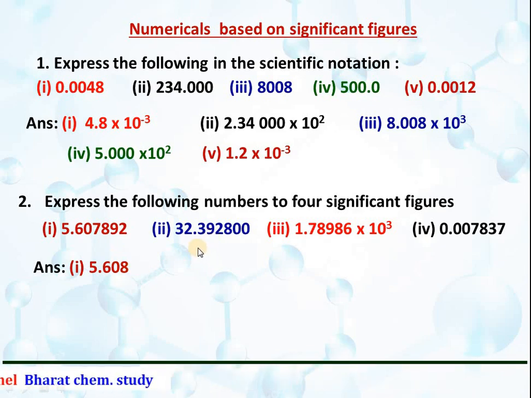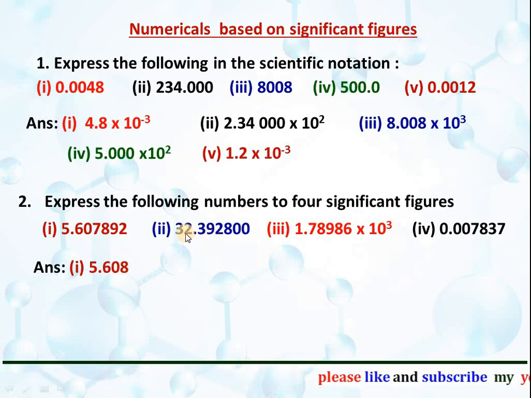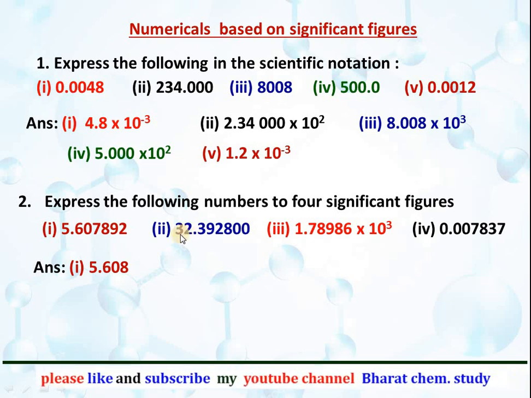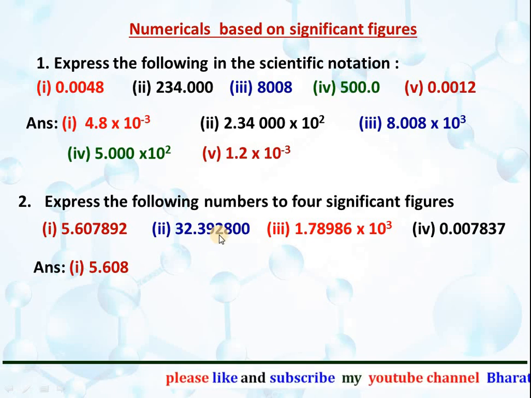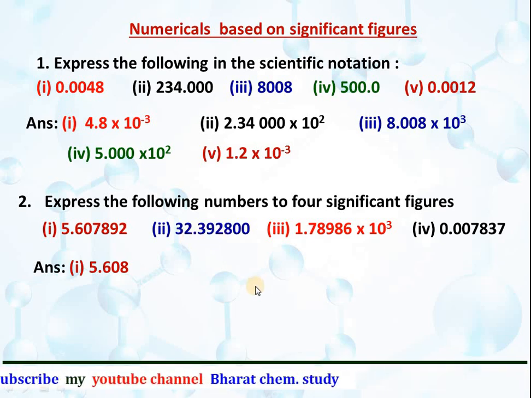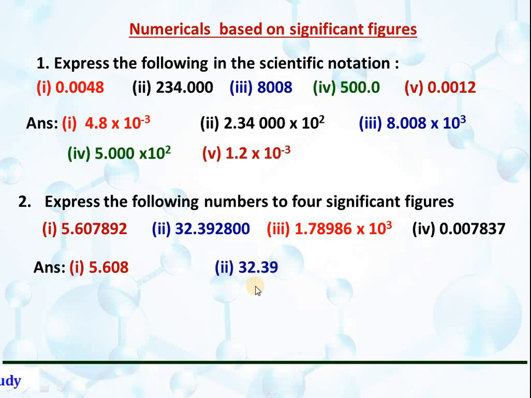In the second question, again we have to round off up to 4 significant figures. So 1 significant figure, 2 significant figure, because these are non-zero. Third and fourth. So again we have to remove 2, which is less than 5. So we are going to add nothing, and the answer will be 32.39.